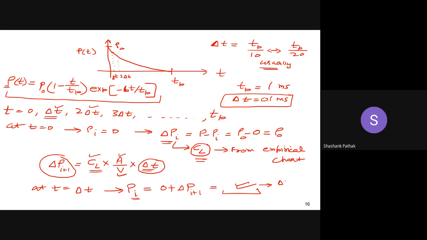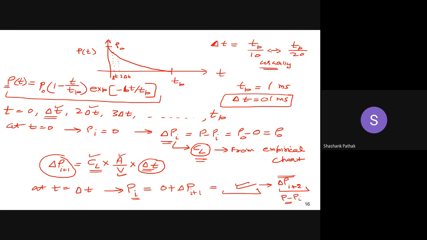No, that is okay. But what do we need to calculate for that? We don't know delta PI plus 2, right? Yes, sir. So again, we have to start computing this delta PI plus 2, CL into A by V, that formula. Okay, that is true. But we need to calculate the pressure difference. Yes, sir. Now again, we need to compute the pressure difference.